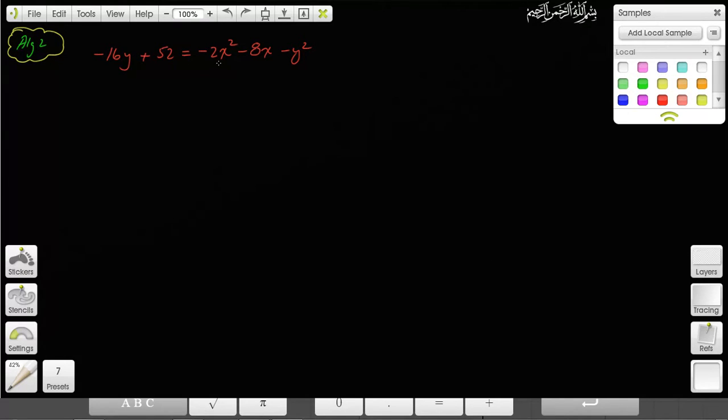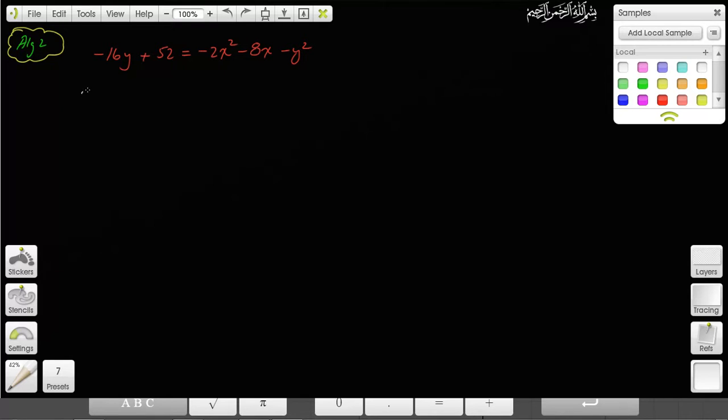Okay, so I'm going to bring everything over here on this side. Got it? So that's the first thing I'm going to do. So that I do that, I get 2x squared, and plus 8x. I hope I'm not going too fast. What I'm really doing is adding positive 2x squared to both sides like this, and then adding positive 8x to both sides like this. So basically I'm taking everything to the other side.